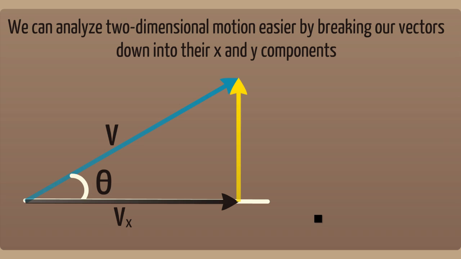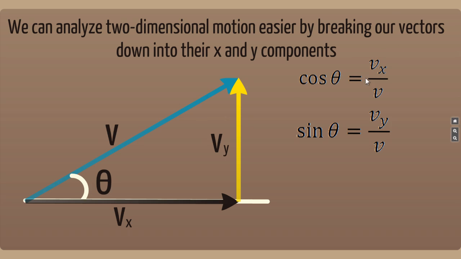The next vector, my velocity in the y direction, looks like this. It starts at the head of the velocity in the x direction vector and shoots up to the head of our actual velocity vector. Now, the way we solve for all of these numbers is we have to do some trig. We start with the three basic trig functions. We'll use cosine theta to figure out our velocity in the x direction, and we'll use sine theta to figure out our velocity in the y direction.